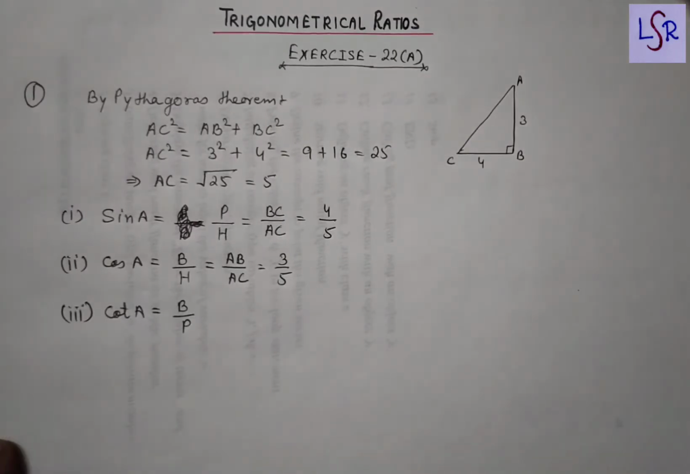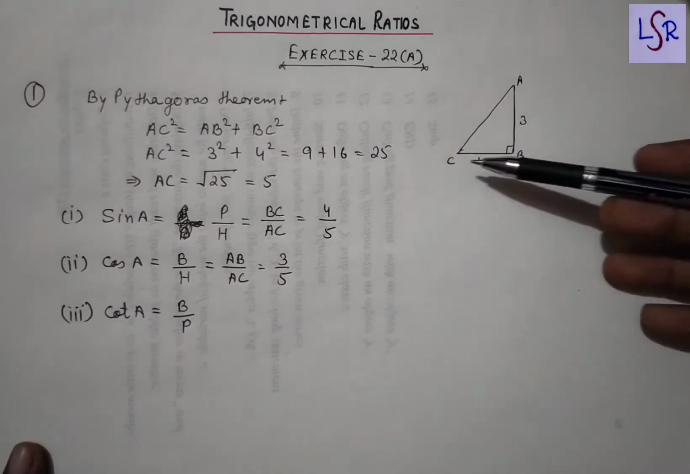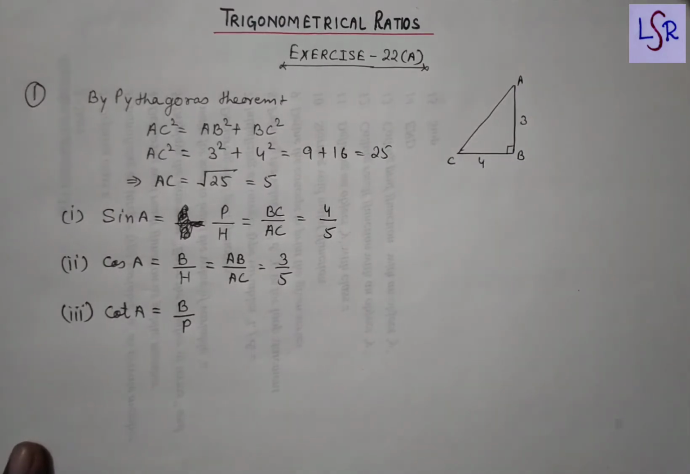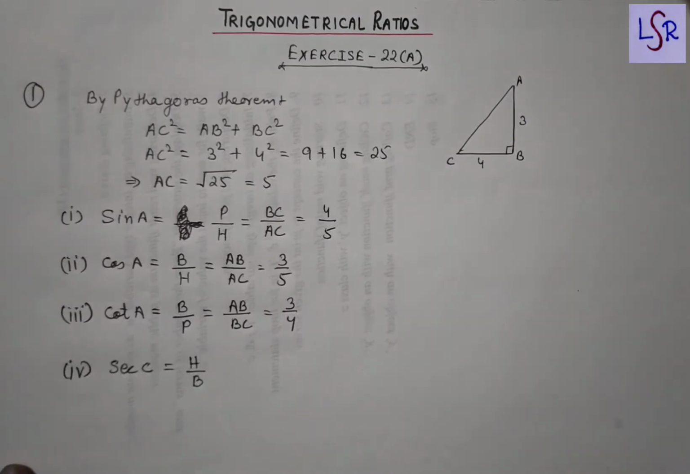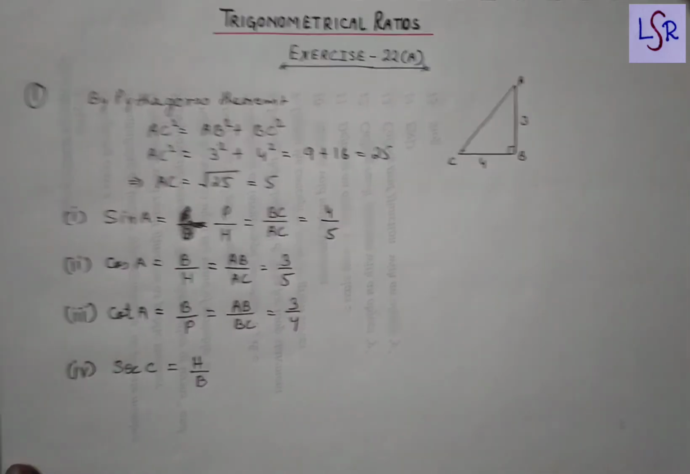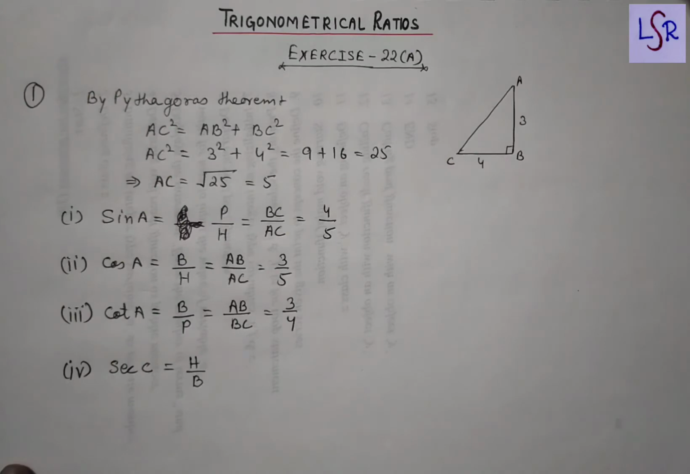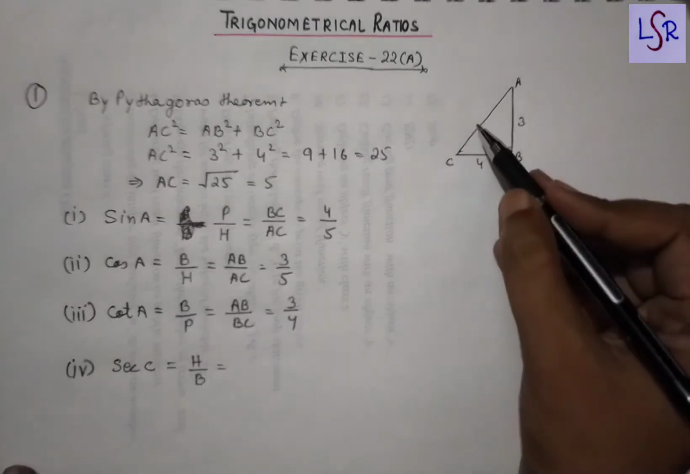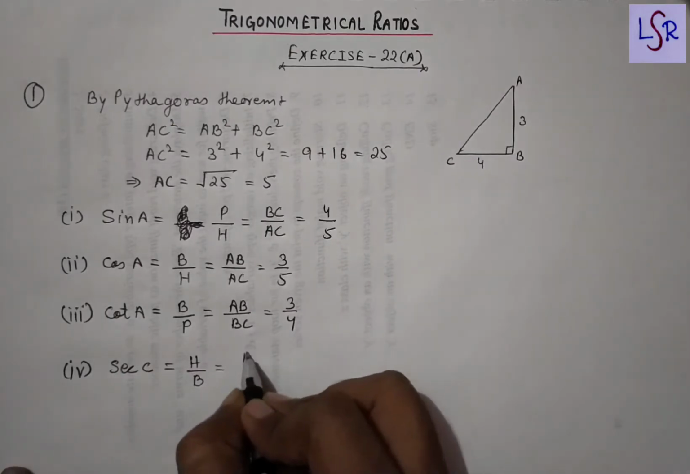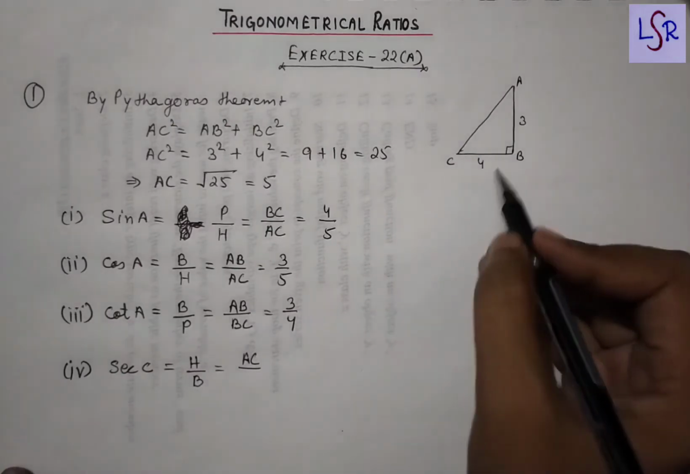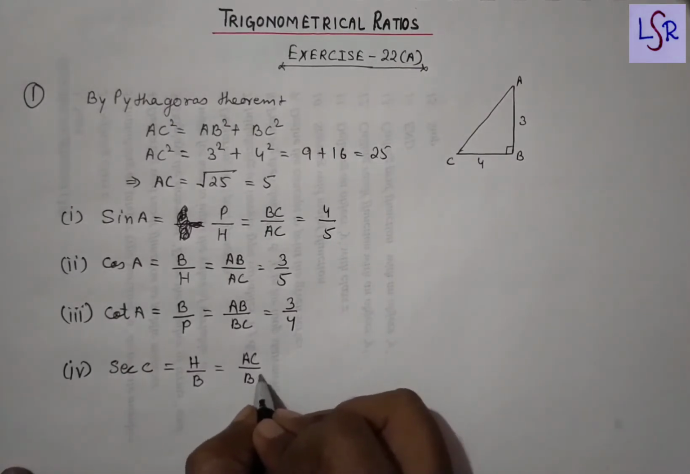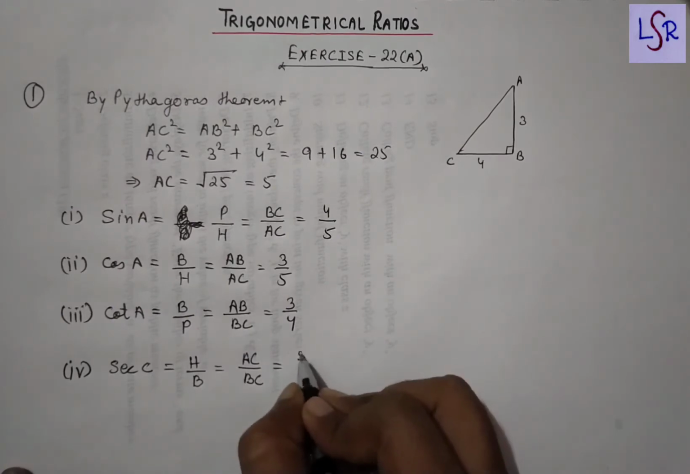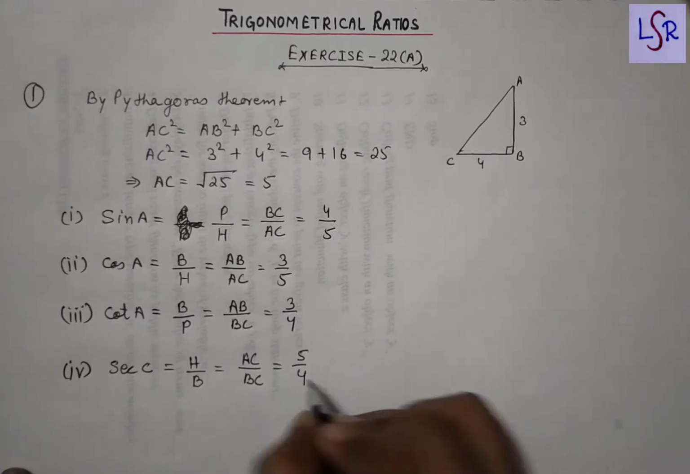Now the third part is cot A, which stands for base upon perpendicular. And here base is AB and the perpendicular is BC. That is 3 upon 4. Now the next one is sec C, which goes for hypotenuse upon base. And for C, hypotenuse is AC and base is BC. So this will become 5 upon 4.